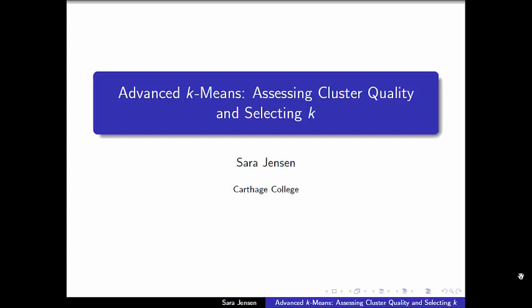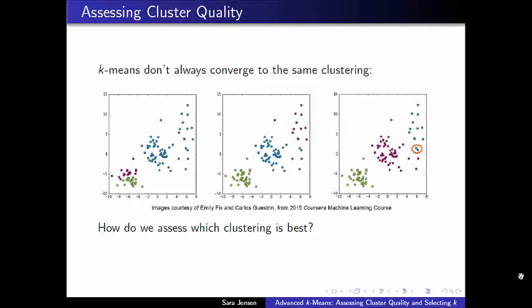In this sequence of videos, we are going to talk about some methods that we can employ to advance the k-means algorithm that we've discussed previously. In particular, we're going to talk about ways to assess the quality of a clustering that we've converged to through the k-means process, and we'll be talking about how we actually go about selecting that k value instead of just assuming that that's something that we know. So first and foremost, let's talk about assessing cluster quality.